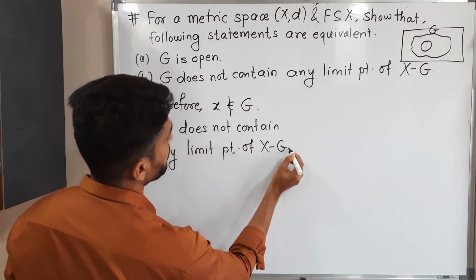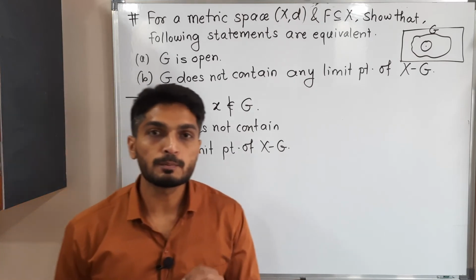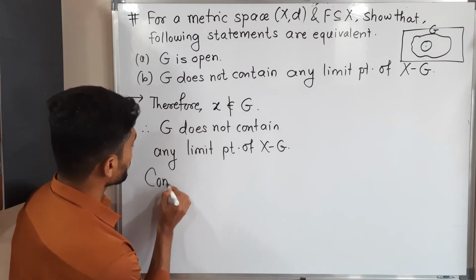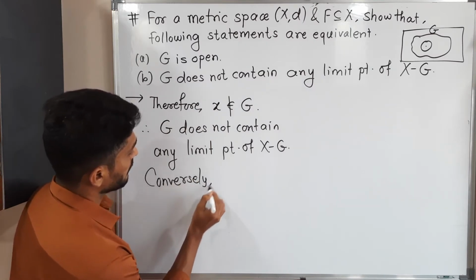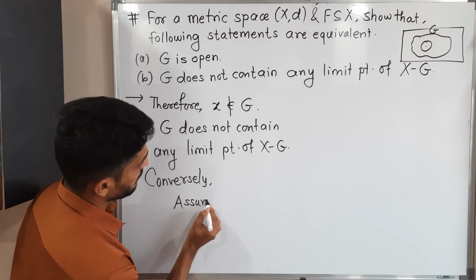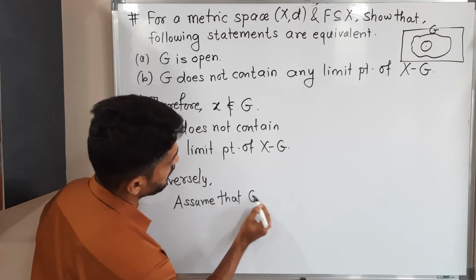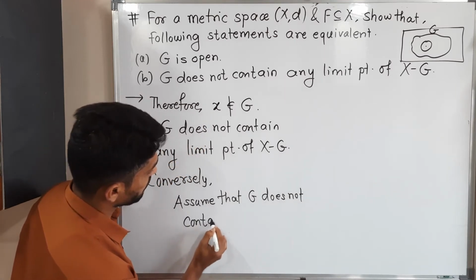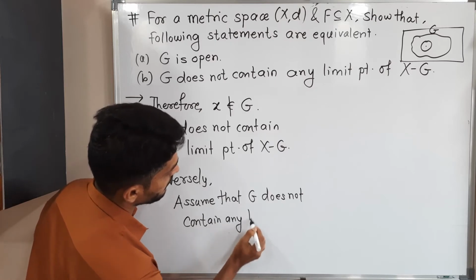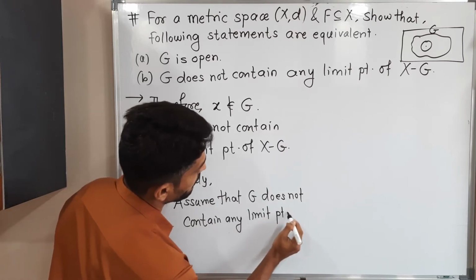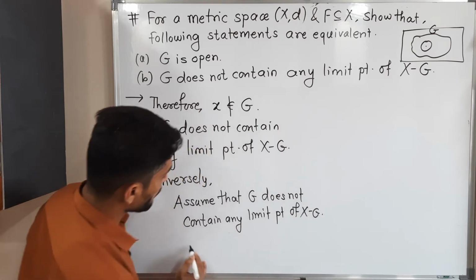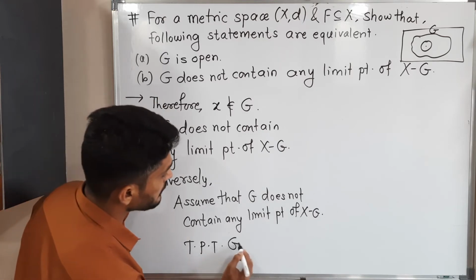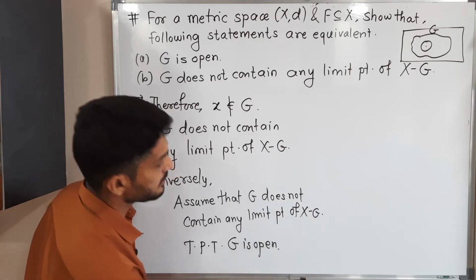Conversely, we are going to assume part B and we will prove part A. Conversely, assume that G does not contain any limit point of X minus G. And what we have to prove? We have to prove part A, that is, we have to prove G is open. This thing we have to prove.